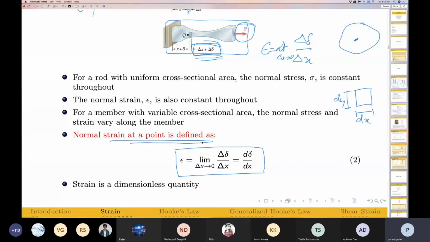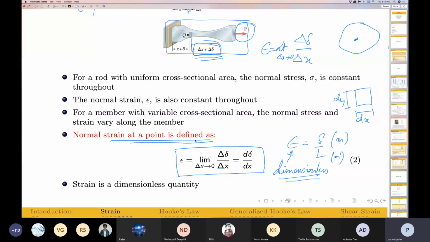So if you look into the definition of strain, it is delta by L. Now you can see that delta has units of meter and L also has a unit of meter. So epsilon as a quantity is dimensionless. Keep this in mind as we move on.